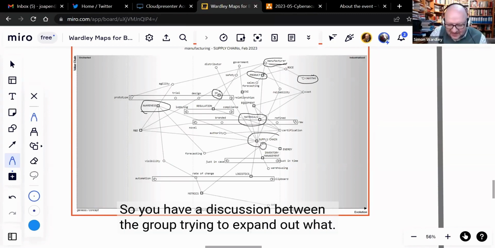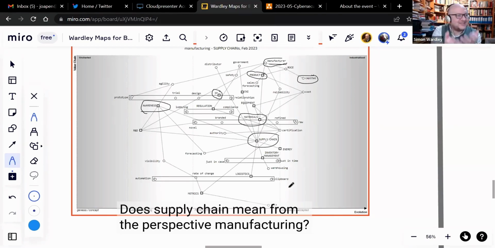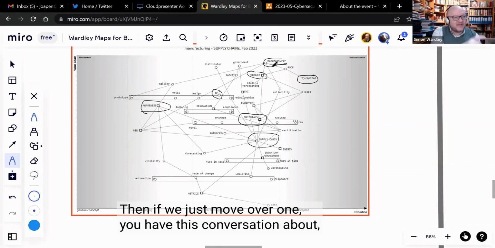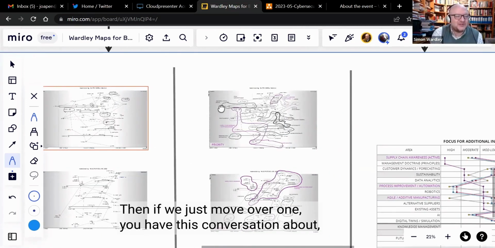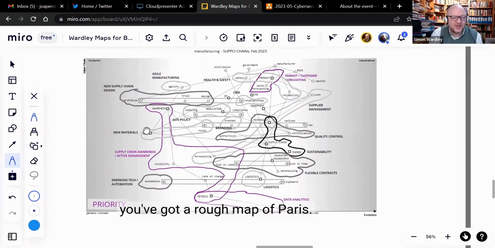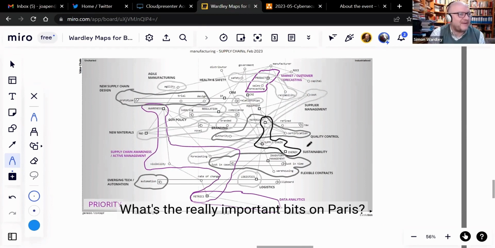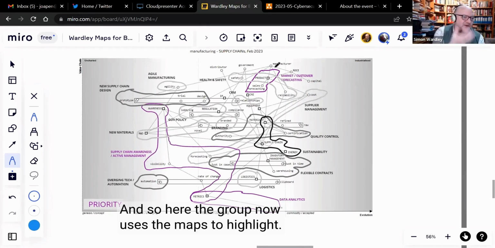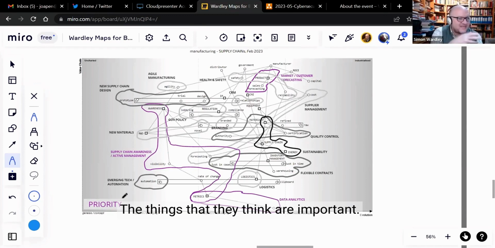So you have a discussion between the group trying to expand out what does supply chain mean from the perspective of manufacturing. Then if we just move over one, you have this conversation about, you've got a rough map of Paris. What are the really important bits in Paris? And so here, the group now uses the maps to highlight the things that they think are important.